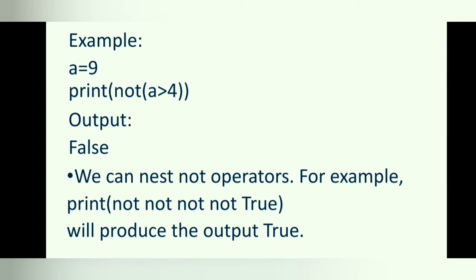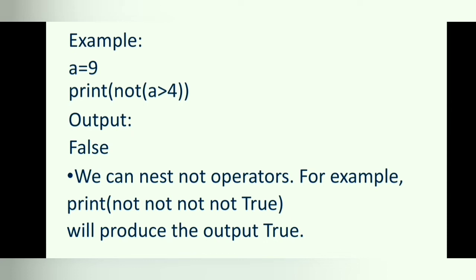Example: open the Python IDE or any text editor, type this Python code and run it. 9 is assigned to A. Print not A is greater than 4. The output will be false. In this Python code, the comparison operator is evaluated first. That is, A is greater than 4, 9 is greater than 4, is true. Then the logical operator not is evaluated. That is, not true is false. So the result is false.